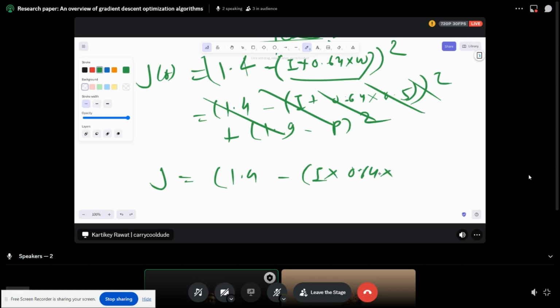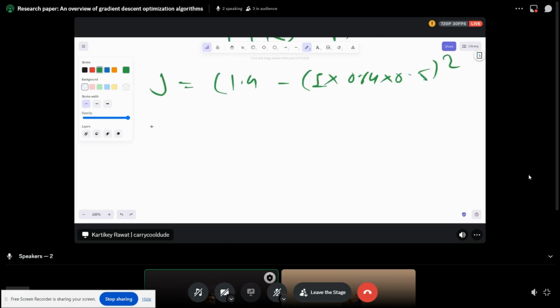Suppose you also add the weight for a moment, you can say 0.5 for now. And you are basically differentiating the cost function with respect to the intercept, that is dJ upon dI, chain. Those who know the mathematics part of it, we are using the chain rule here, right?